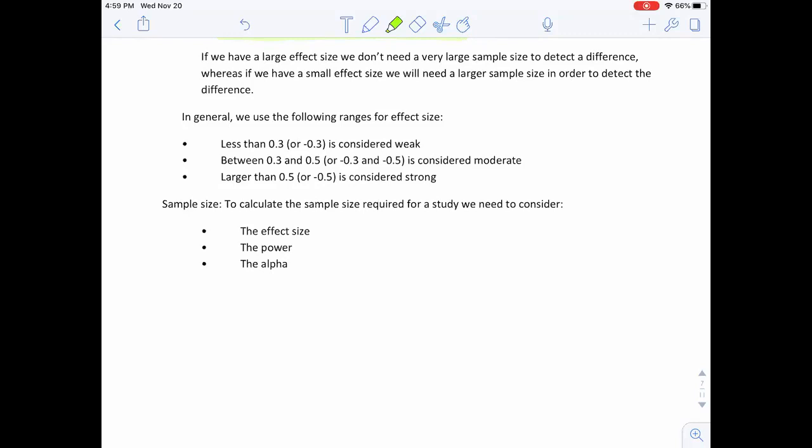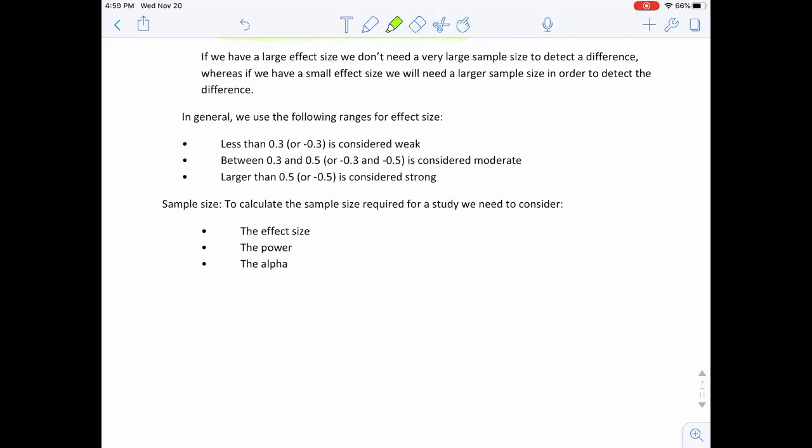We also need to think about the power. The power is this kind of weird thing that we can't really grasp at, right? And so we just say, oh, we have 80% power, or we want 80% power. But there's no calculation for it that we've talked about, right? And so we just need to think about the power.